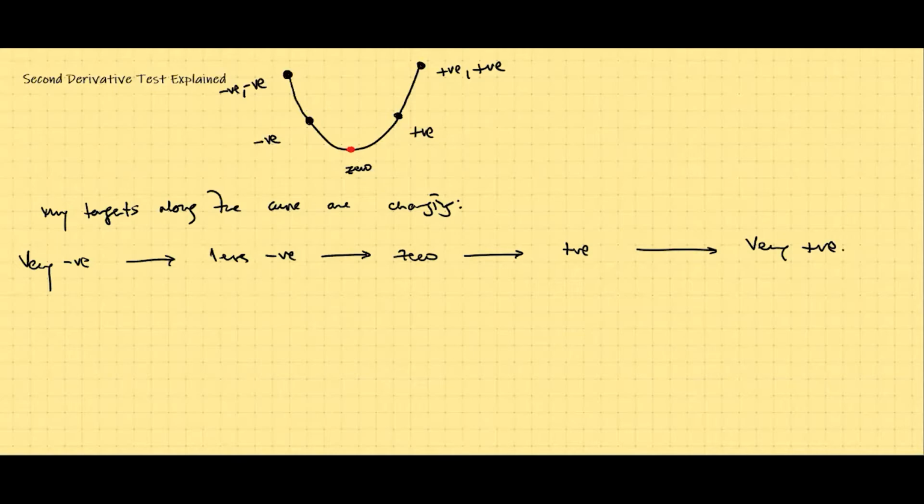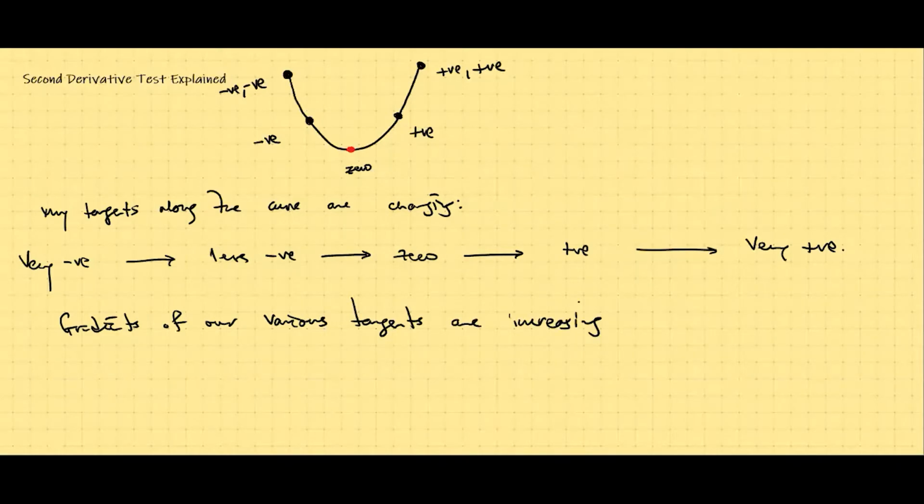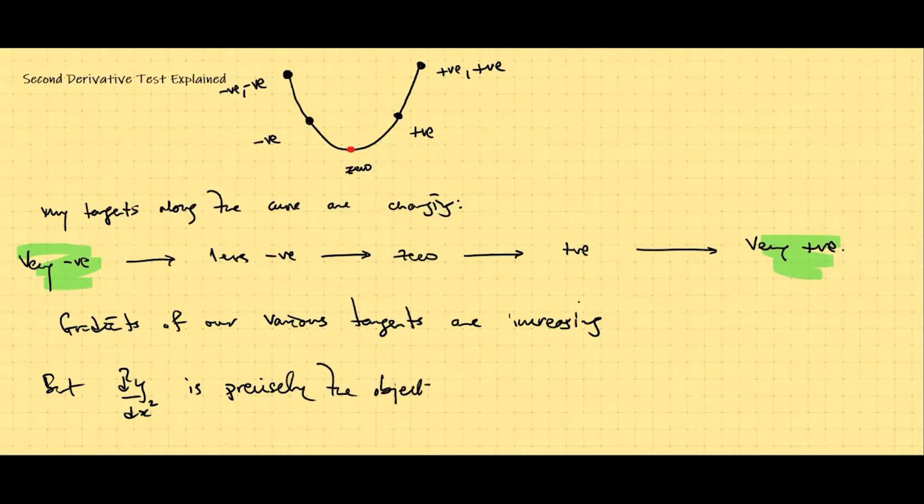So the gradients of our various tangents are actually increasing. How do we know they're increasing? Because they're going from something which is very negative to something that's very positive, so they've got to be going up, right? But d2y by dx squared, in other words the second derivative, is precisely the object which measures the change in dy by dx. In other words, it's precisely the thing which measures how my gradients are changing.